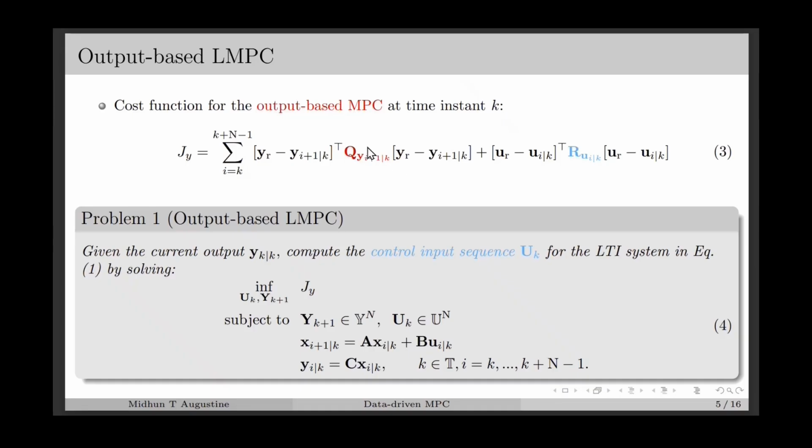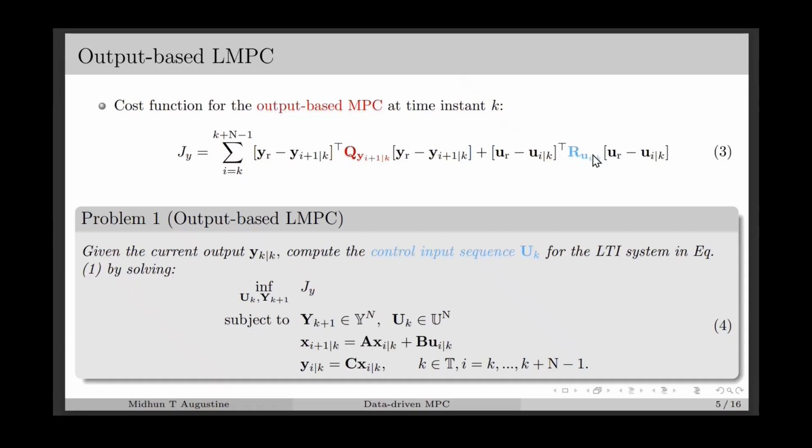In the case of output-based linear MPC, the cost function can be defined as in equation number 3, which consists of a quadratic sum of the output prediction error and also the control input error, where QY denotes the output weighting matrix and RU denotes the input weighting matrix, and YR and UR denote the output and input references. So here we will be summing this quadratic function of the prediction error for N time instants, where N is the prediction horizon.